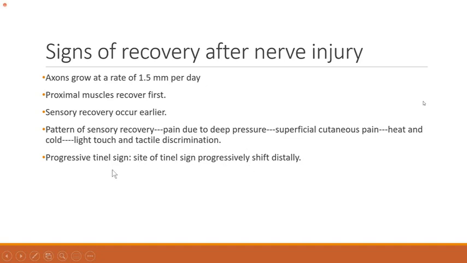And one important sign of recovery is the progressive Tinel sign. At the site of injury, if we percuss the nerve, there will be paresthesias along the distribution of the nerve, called the Tinel sign. So when the nerve heals, the Tinel sign progressively shifts distally because the axonal stump is growing and moving distally.